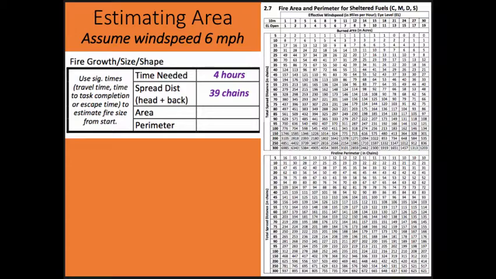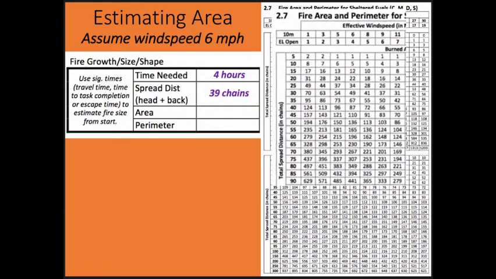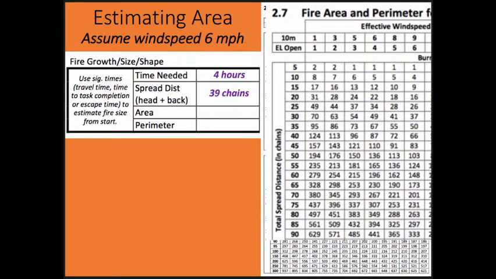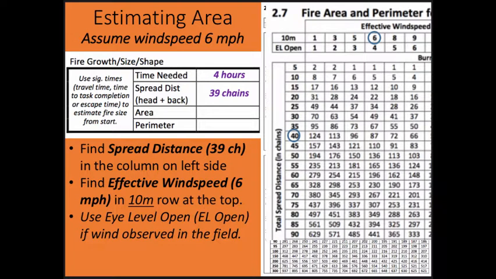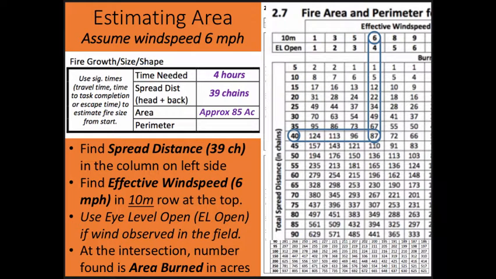These two tables work in the same way. First, you find the nearest spread distance in the left column, and then find the effective wind speed at the top. You may use the eye level wind speed you observed on the fire line, but only if it was taken in the open. Where this row and column intersect in the area table, you will find the estimate of the acres burned. Let's try our example with a spread distance of 39 chains and an effective wind speed of 6 miles per hour. The resulting acreage is approximately 85 acres, using a little interpolation here.